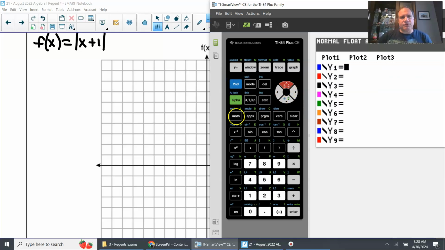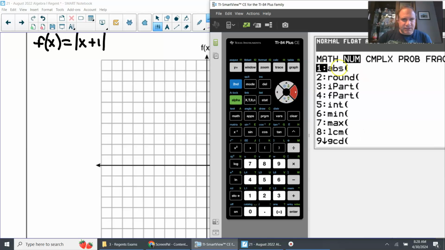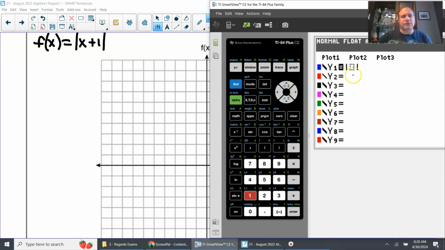But a lot of people don't know how to get to the absolute value. So you're going to press math and go over to NUM, and you see this absolute value. That's the first one. So you just press 1 and you'll go back to the Y= screen. But just remember, the Y= screen is what you should press first, and then you press math and you will get the absolute value that way.